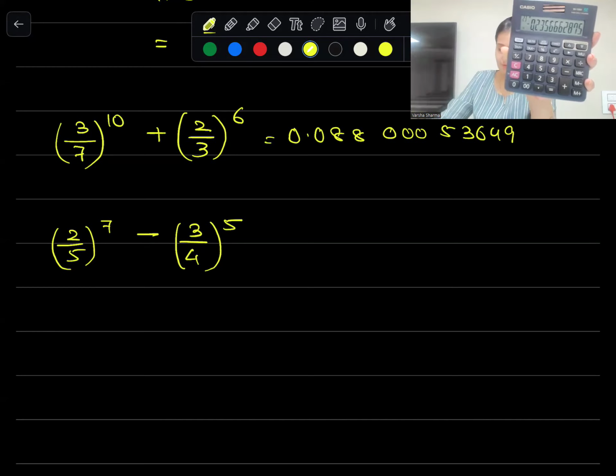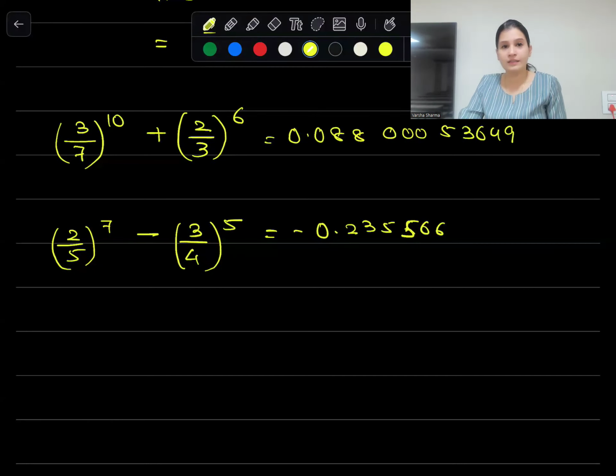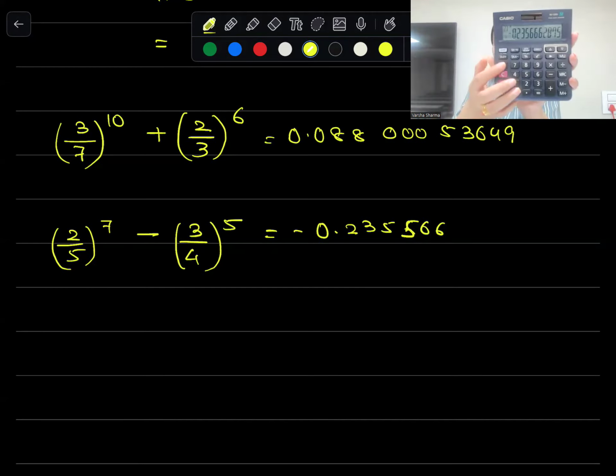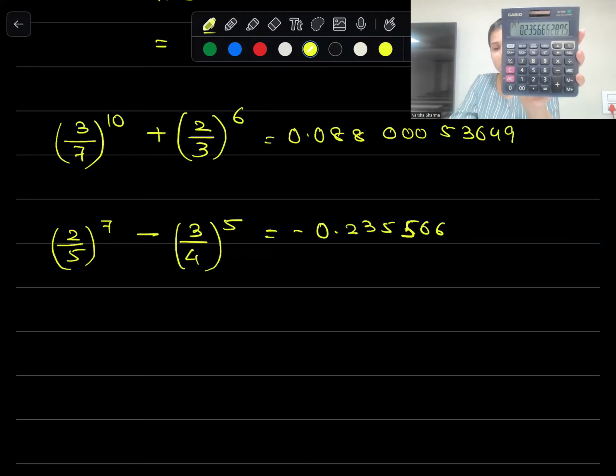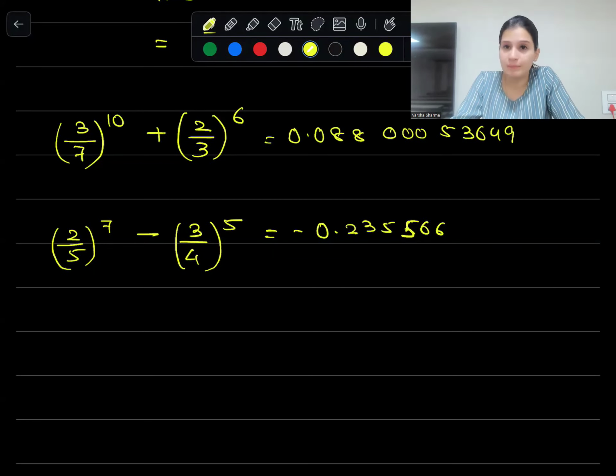So your answer is negative, minus 0.23566 and so on. Clear? Yes, ma'am. Now supposing I want to carry this forward for another calculation, I'll press this and I'll change the sign. Clear? You press M plus or M minus depending upon the sign that is written before the number. Clear? Yes, ma'am. Everyone clear till here? Can I proceed?